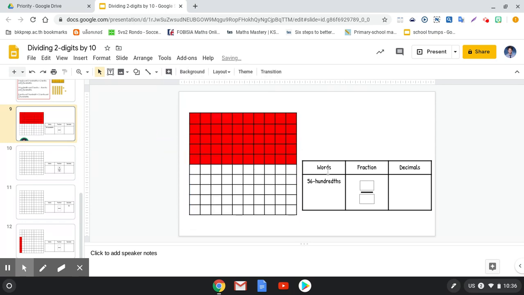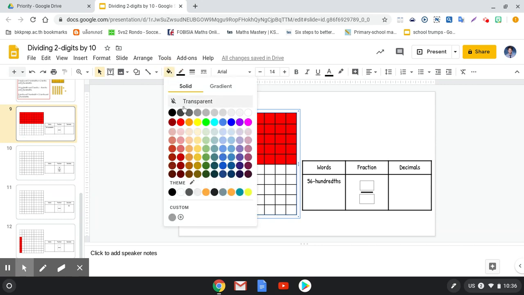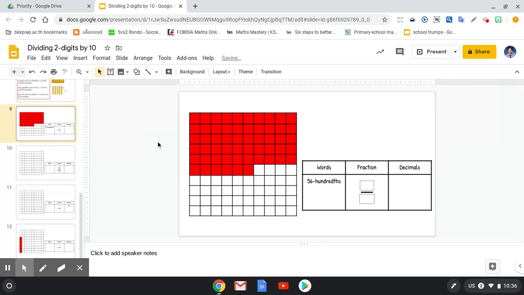And then I've got 6 hundredths left. So remember, hundredths we can look at as squares. So I need 6 of them. 1, 2, 3, 4, 5, 6. And again, I'm going to colour that in red. So that shows 56 hundredths. Remember, the square is 1, is equal to 1. So anything inside the square is smaller than 1. So 56 hundredths is smaller than 1.